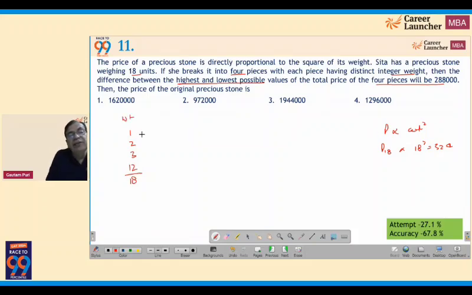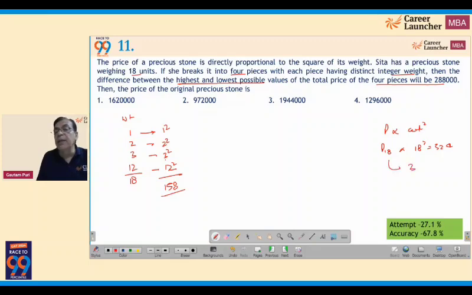If these are the weights, the price will be proportional to 1 square, 2 square, 3 square and 12 square. How much does it become? Price will be proportional to 144 plus 9 and 1 makes it 154 plus 4, 158. Okay. So can I say, let me say the price of this 18 is 324k, and this is 158k.